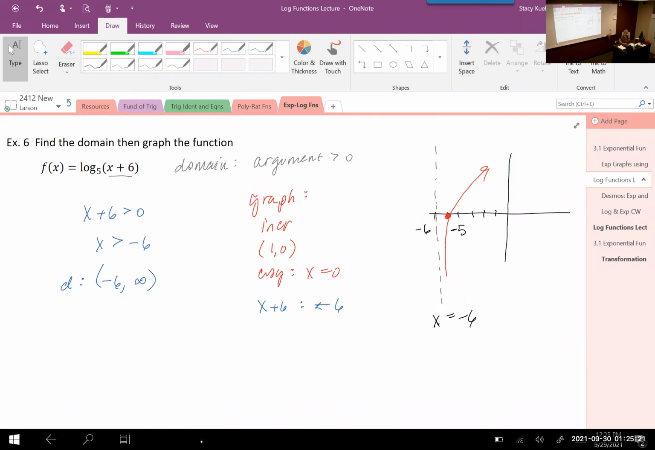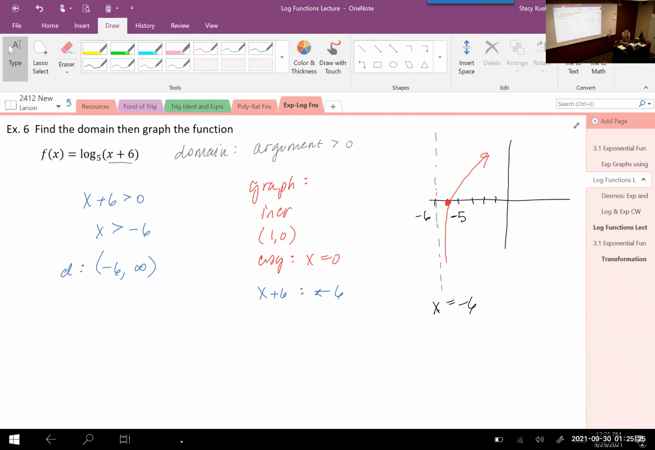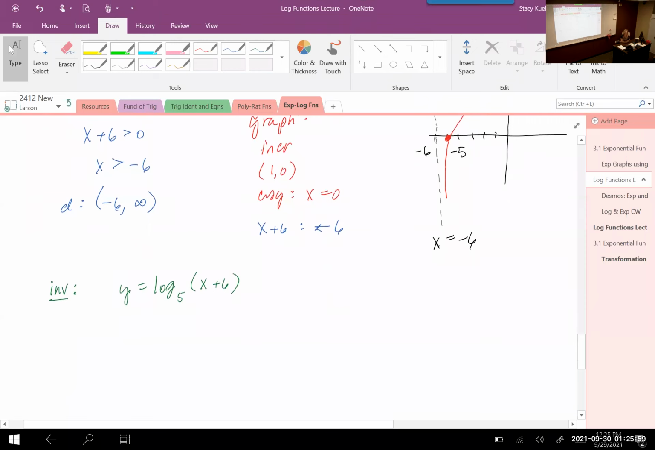Now, what if I wanted to know what the inverse of this function was? If this function starts out as a log, the inverse function is going to end up being an exponential function, right? So if I start with the function y equals log base 5 of x plus 6, to rewrite this in its inverse form, we just switch the x's and the y's. So now this becomes x equals log base 5 of y plus 6. When we solve this, we're solving for y.